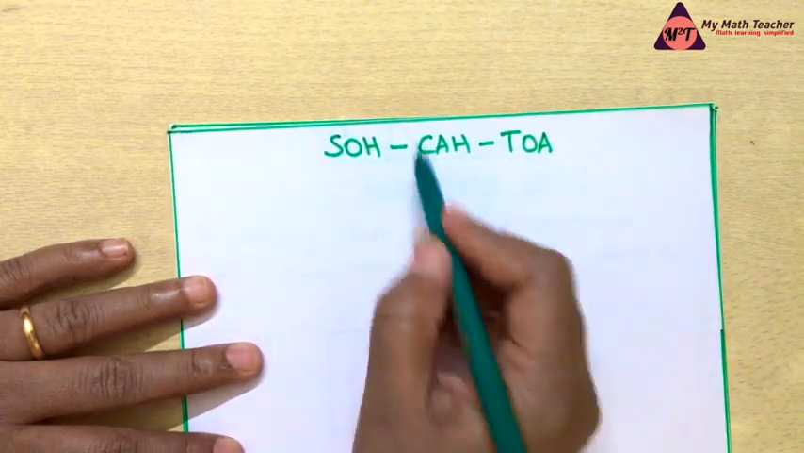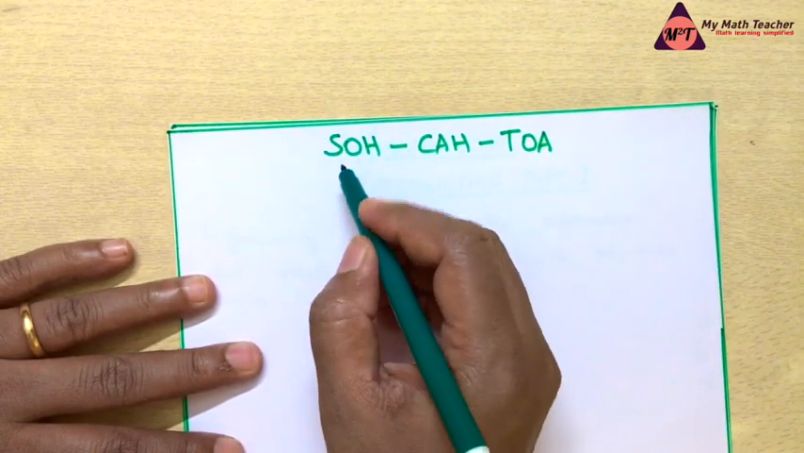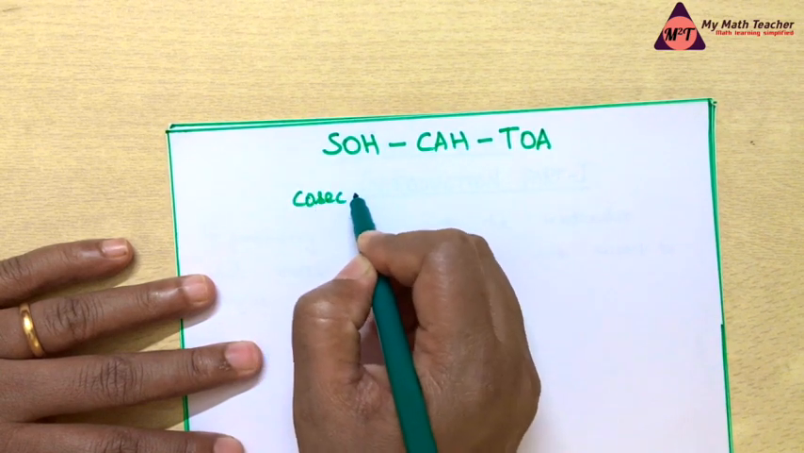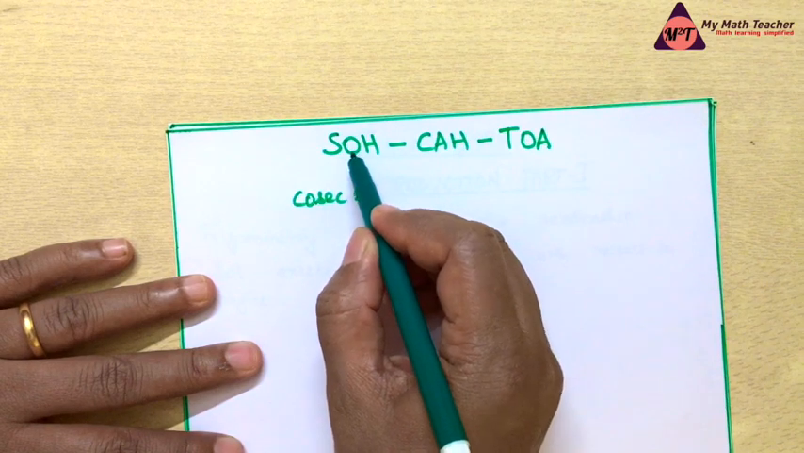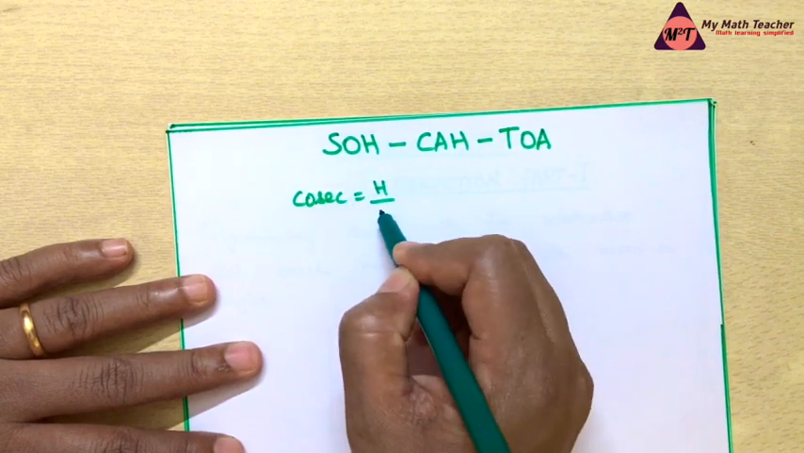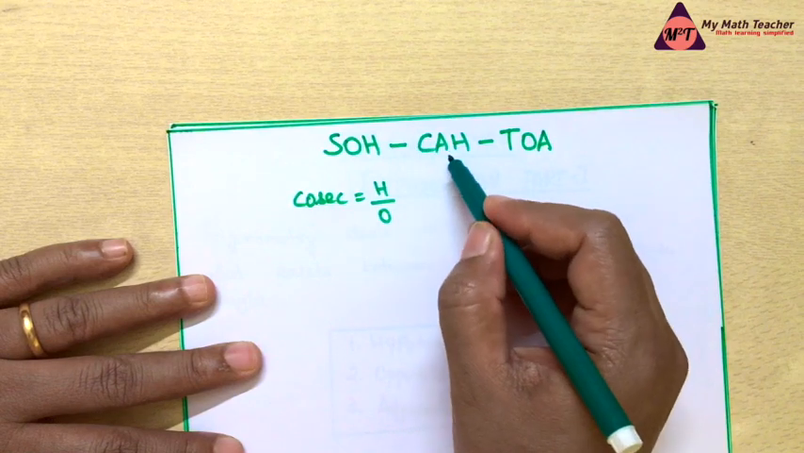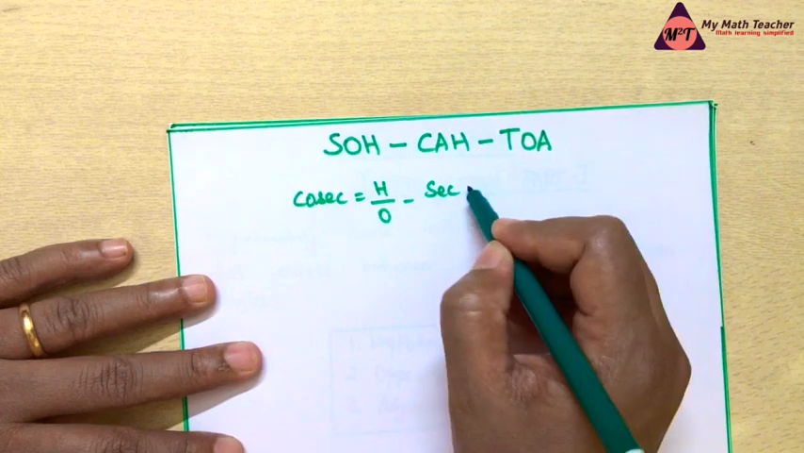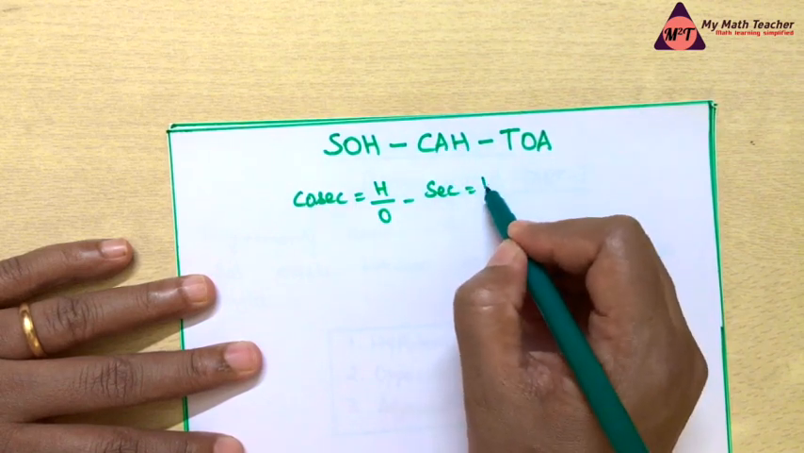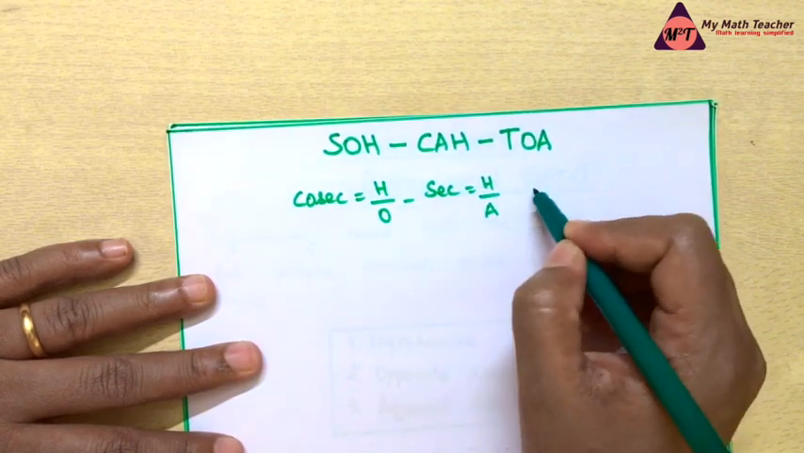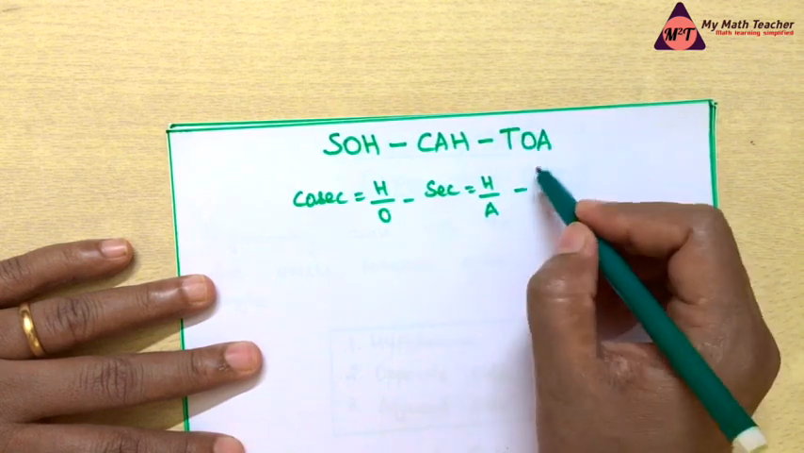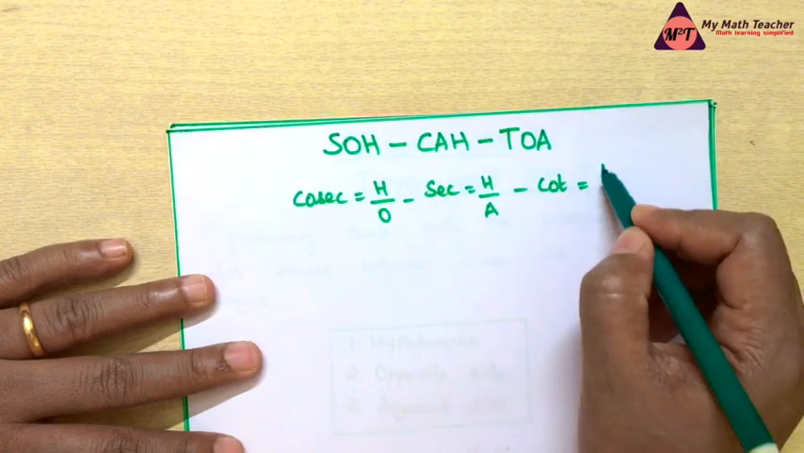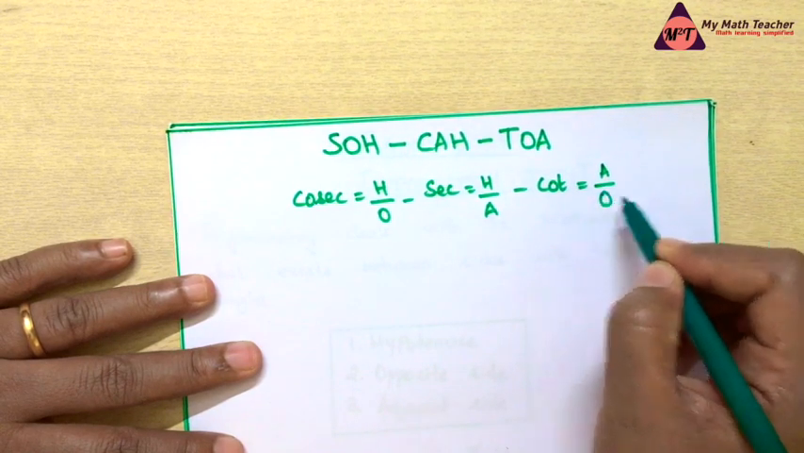Now from this we can write the inverse. So what is the inverse of sine? Inverse of sine is cosecant. Cosecant is hypotenuse by opposite side. Next, the inverse of cos is secant. Secant is, instead of adjacent by hypotenuse, hypotenuse by adjacent. Next, inverse of tan is cot, that is, the reverse, adjacent by opposite side.